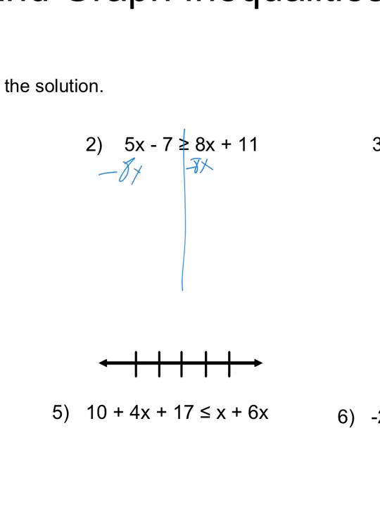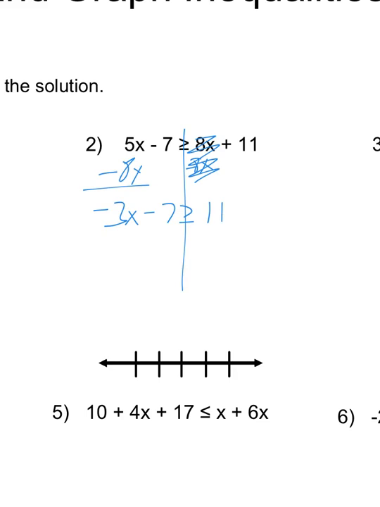So that means I'm going to subtract 8x from both sides because that'll get rid of the x's on the right side and it'll put them all on the left side, right? That's what I want, so I can eventually get it isolated. That is going to give me negative 3x, and maybe that'll ring a bell right now. It's negative, so keep that in mind as we keep solving. That gives me then minus 7, and then greater than or equal to 11.